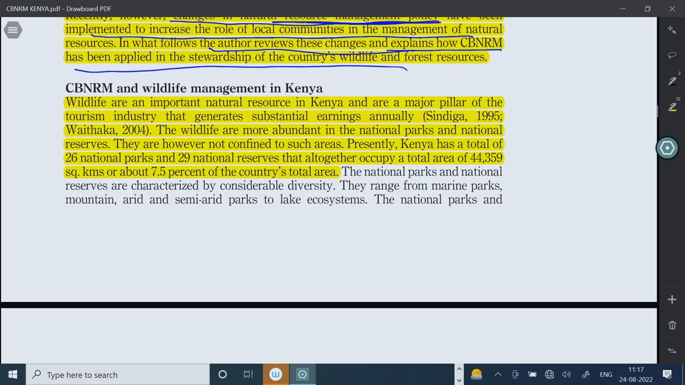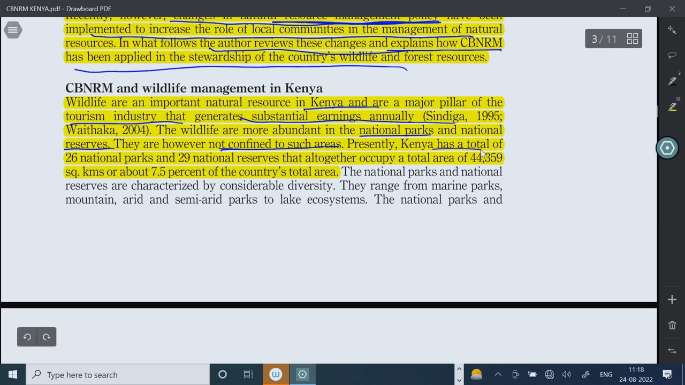Okay. Now, I need not say how important wildlife is as a natural resource for people who stay in a forest area, like in this case Kenya. Wildlife is a kind of pillar for their tourism industry, which generates a substantial amount of revenue. Now, the wildlife are more abundant in the national parks and national reserves, which are under government control. They are, however, not confined to such areas. These animals can sometimes go out of the national parks and into the community areas also, where people stay and maybe grow some crops.